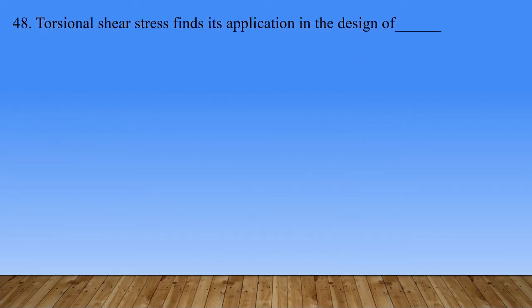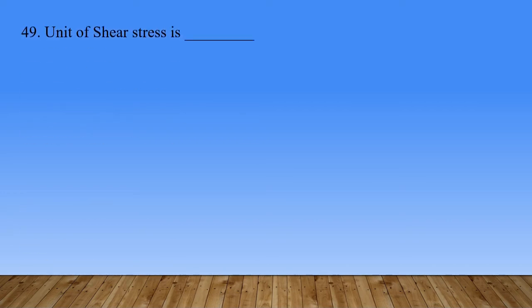Question number 48. Torsional shear stress finds its application in designing of dash. Option A gear, option B shaft, option C bearings, option D none of these. The correct answer is option B, that is shaft. Question number 49. Unit of shear stress is option A megapascal, option B Newton per mm square, option C gigapascal, option D all of the above. So the correct answer is option D, that is all of the above.